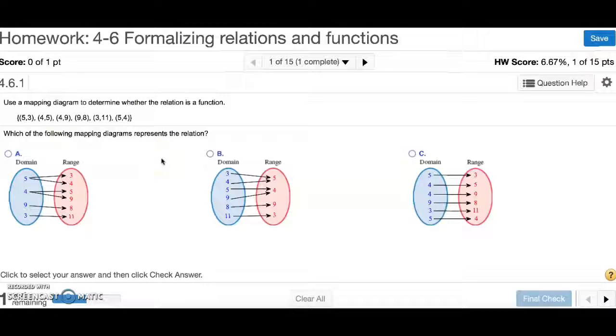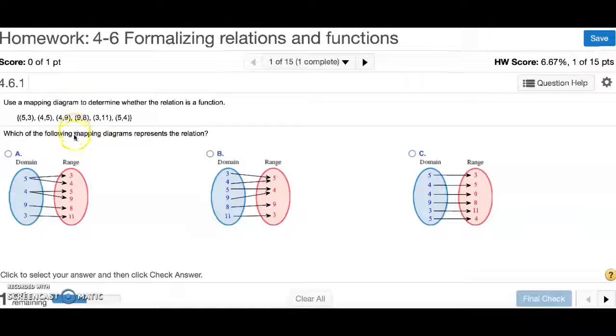Number 1. Use a mapping diagram to determine whether the relation is a function. First, we got to determine which of the following mapping diagrams represents this relation. So, we have to identify our domain and range first. Our domain is my x values, my range is my y. When we put them in a mapping diagram, we only write each number once.